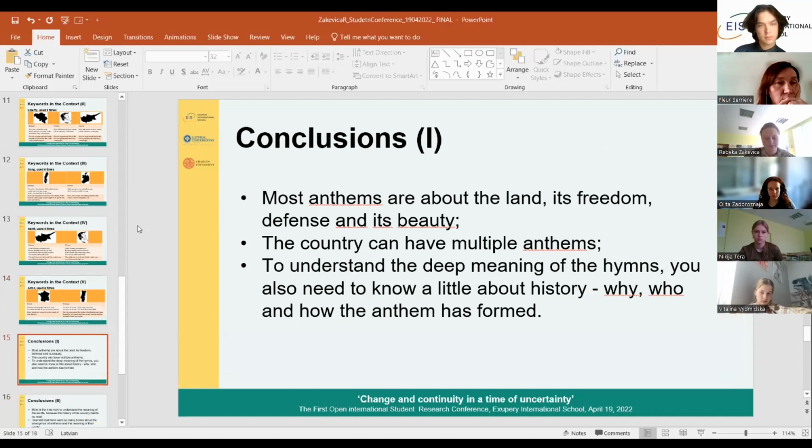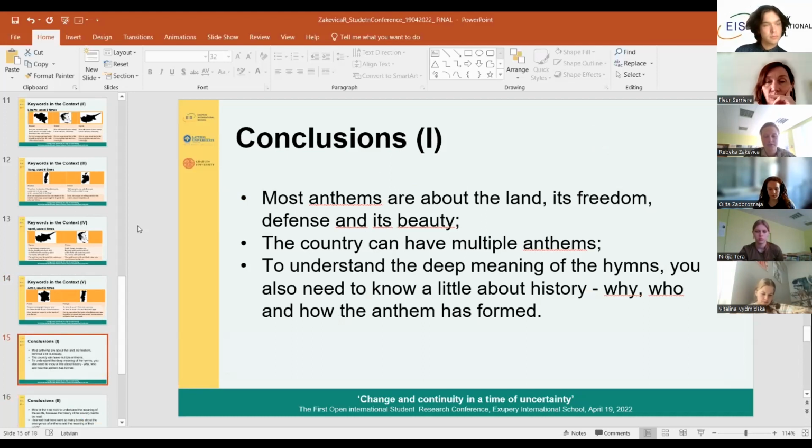My three main conclusions were: most anthems are about the land, its freedom, defense, and its beauty. The country can have multiple anthems. To understand the deep meaning of the hymn, you also need to know a little about the history: why, who, and how anthems have formed.